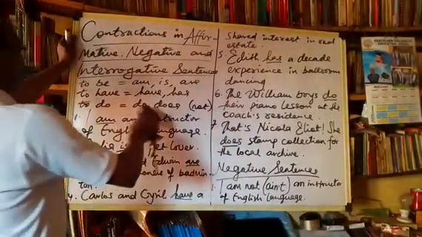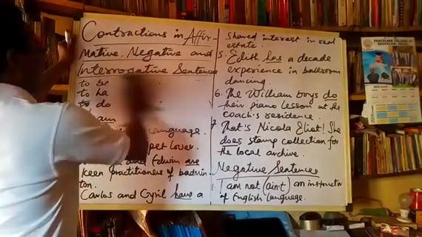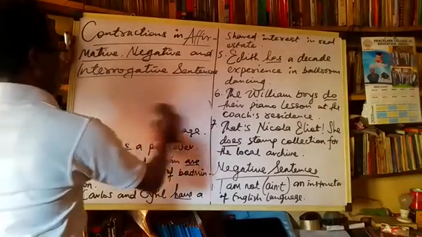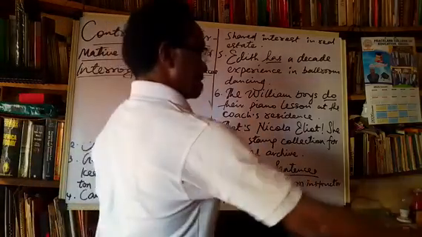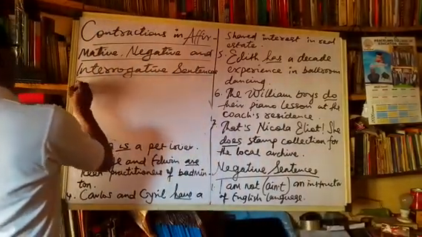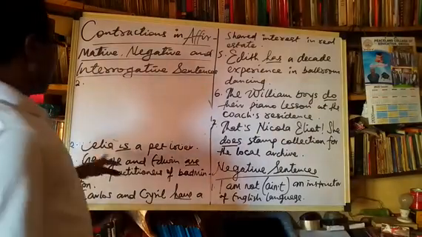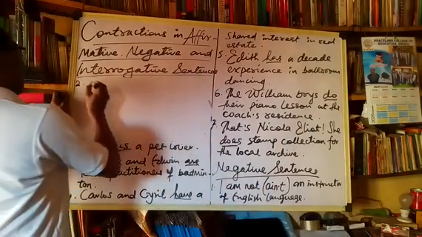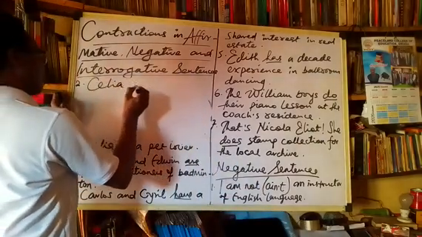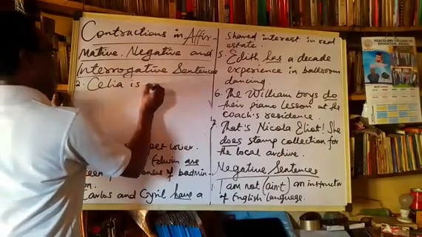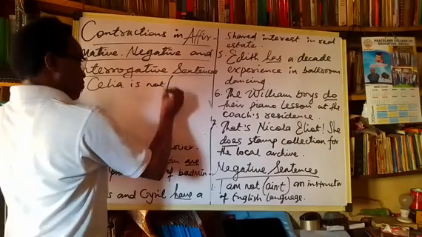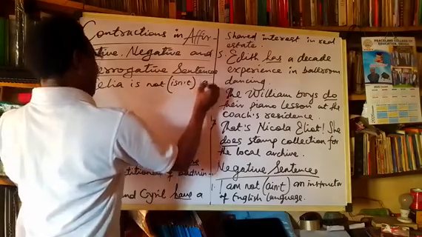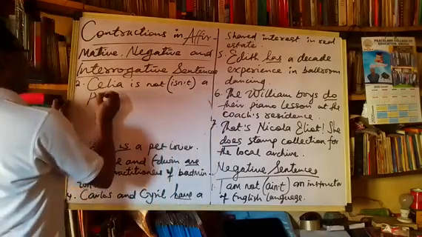So we now wipe a part of our board and continue. The second sentence, that is number 2, says, Celia is a pet lover. So we now say, Celia is not, and the contraction is isn't. Isn't a pet lover.